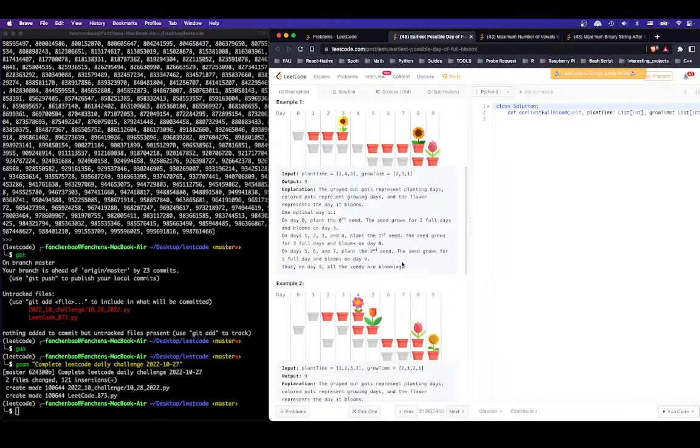I think this is the extremely hard one. I have no clue so far. No idea. How do you approach this problem? Plant time and growth time.